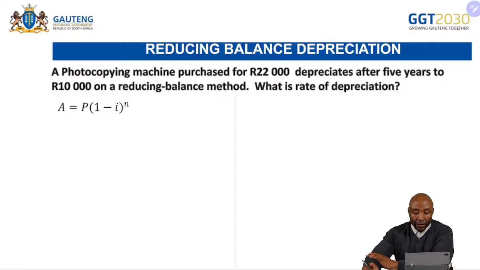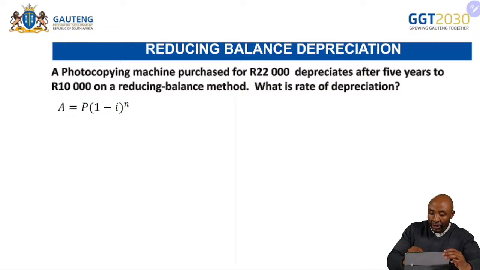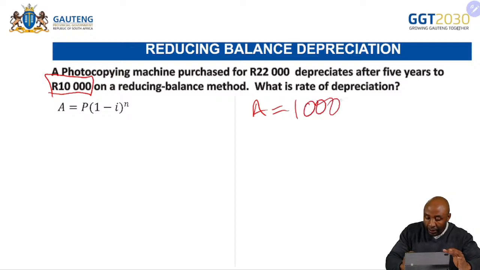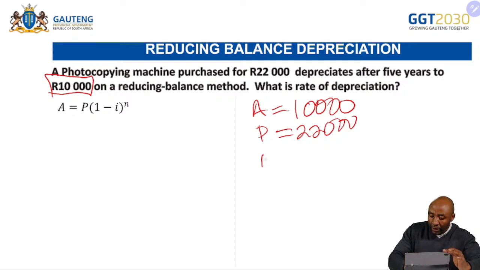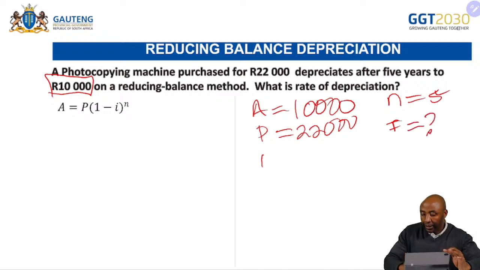A is equal to P(1 minus i) to the power n. Remember now, we are going to substitute our A. The final amount is this 10,000, so our A is going to be 10,000. Our principal amount is going to be 22,000. Let's substitute. Our n is going to be 5. Our r, we don't have the rate.